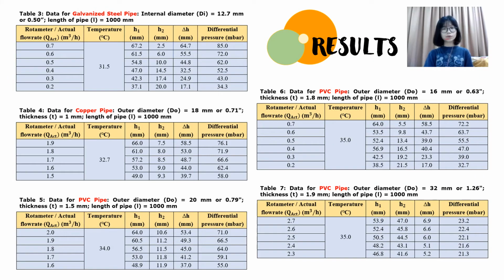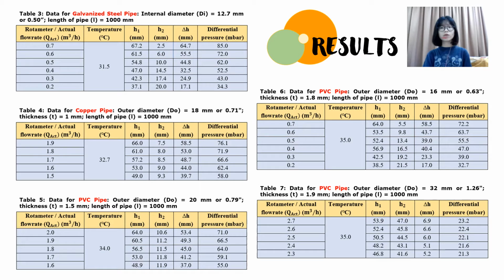In experiment 3, several repeated experiments are carried out and the data are recorded in the tables for each material of pipe. There are 5 tester pipes in this experiment, which are galvanized steel pipe, copper pipe, and 3 PVC pipes with different dimensions. So first, the length, diameter, and the thickness of each pipe tested are measured and recorded.